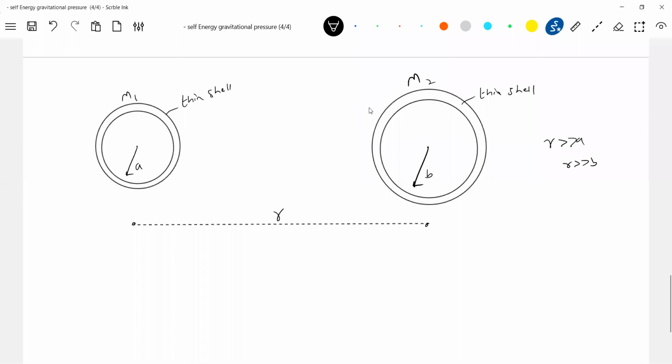What is the total energy of the system? The total energy of the system is self energy plus interaction potential. What is the self energy? Self energy of this shell, what is the formula? G M1 square by 2A. Self energy of this shell, G M2 square by 2B. Then interaction potential, G M1 M2 by R.